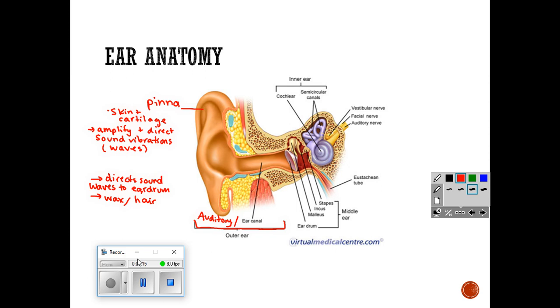So if you imagine the inside of this ear canal, there are little tiny hairs, and on some days, lots of wax, and on other days, less wax. But that wax and hair are there to help prevent or limit debris being in your ear.